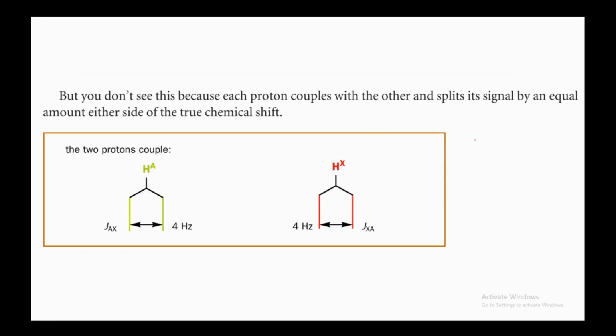And now next is this one, where the two protons couple. This is how they couple: HA couples with HX, and this is called JAX, because J is for the coupling and AX is for A coupling with X, and this 4 Hz is the distance between these two lines. While this is HX and this is called JXA, where J is for the coupling constant and XA is X coupling with A, and the distance between these two lines is 4 Hz. But you don't see this, because each proton couples with the other and splits its signal by an equal amount either side of the true chemical shift.